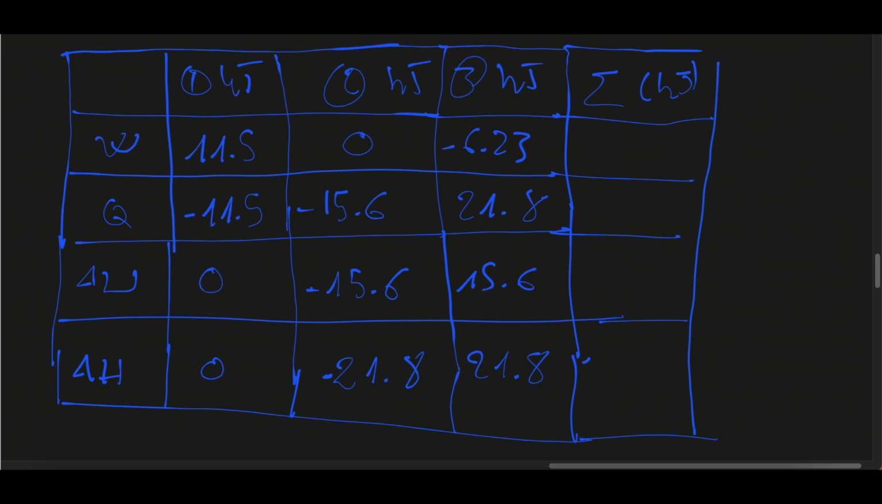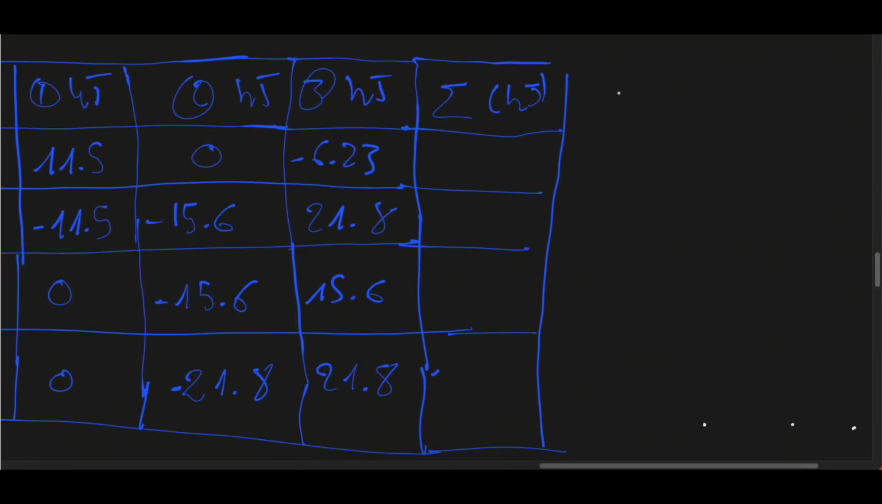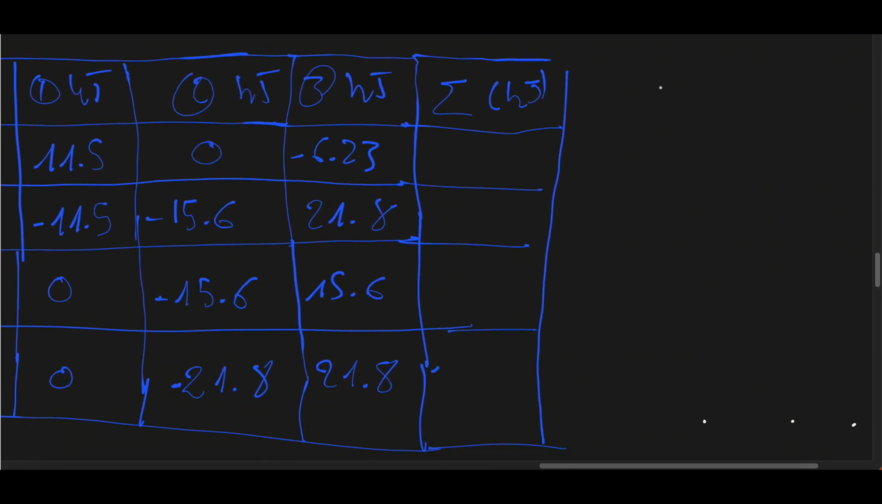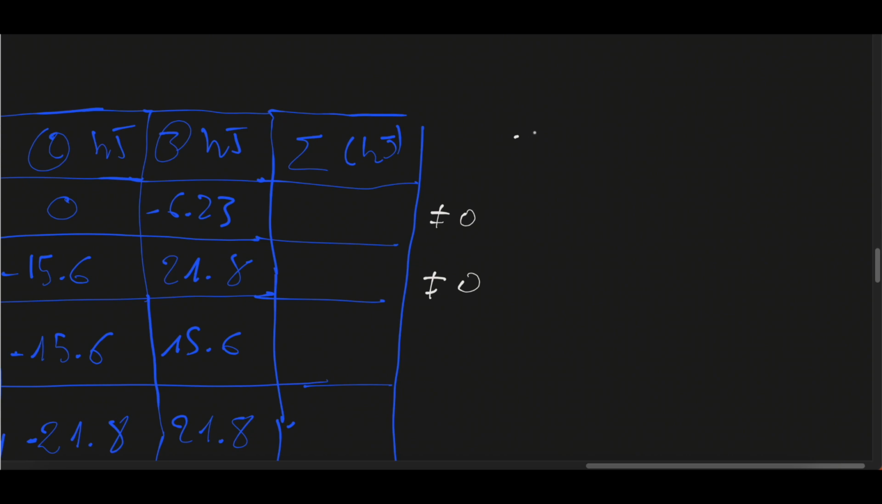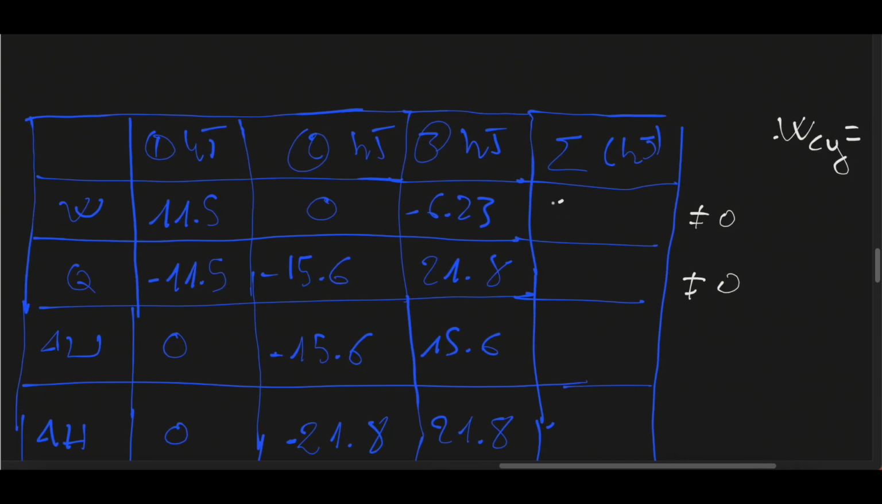Now we have to verify the first law of thermodynamics. Here, because it is a reversible thermodynamic cycle, the cyclic work and heat must not be equal to 0, because they are not state functions. But the cyclic work is equal to the cyclic heat, with opposite sign. So if we add 11.5 minus 6.3, we get a value of about 5.3 kilojoules. And here it must be the same, but with opposite sign. If we add these 3 values, we also get 5.3.